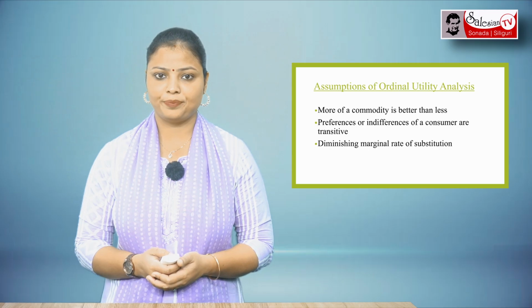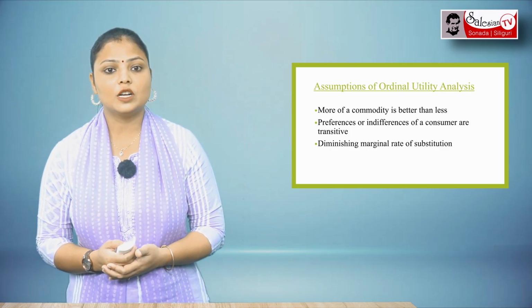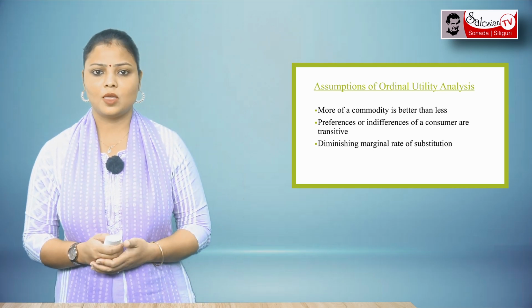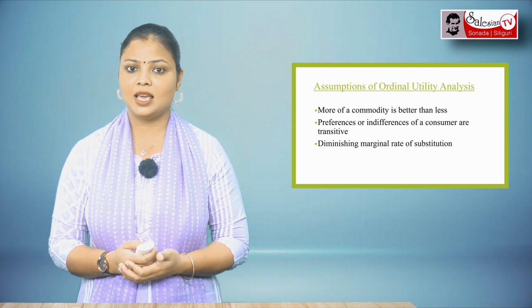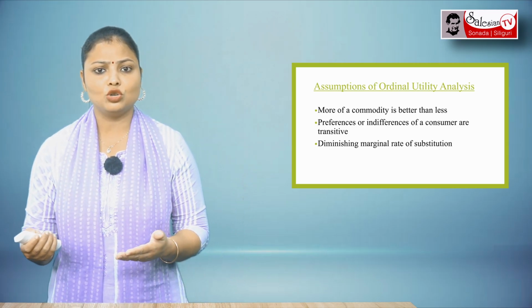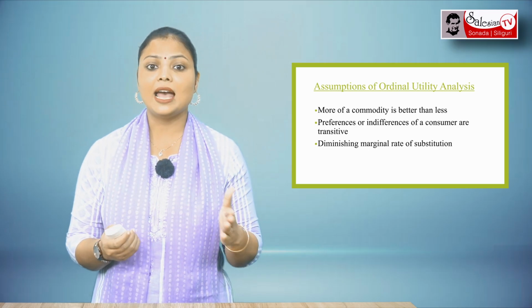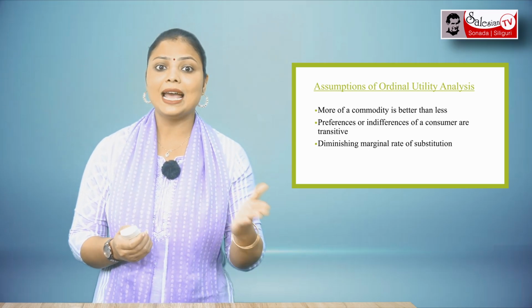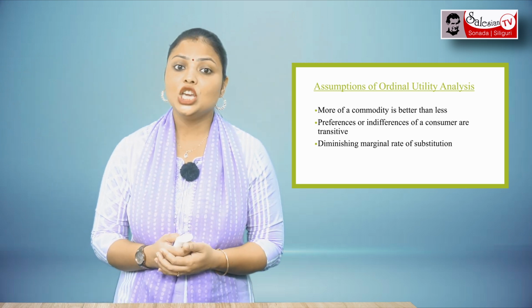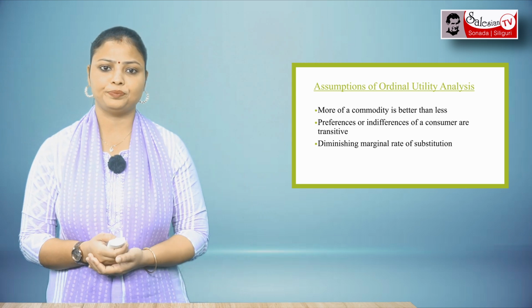Second assumption, preferences or indifferences of a consumer are transitive. Suppose there are 3 combinations A, B, and C. If the consumer is indifferent between A and B and also between B and C, then it is assumed that he will be indifferent between A and C too.